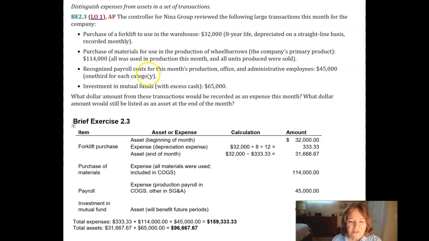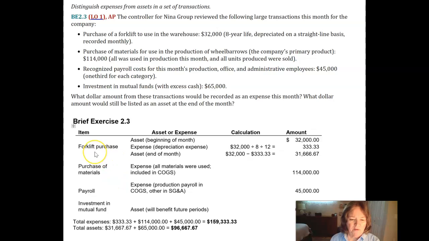Recognized payroll costs for this month's production office administrative employees of $45,000, 1/3 each, and investment in mutual funds with excess cash for $65,000. So what dollar amount from these transactions would be recorded as an expense this month? Okay, so there's actually more to this question. What dollar amount would still be listed as an asset?